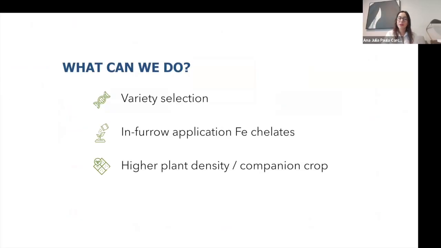And then we're going to go to our last management practices, that is how can we handle IDC, and it's using higher plant density or using a companion crop. I put them together because the science or explanation behind this management, it's basically the same.